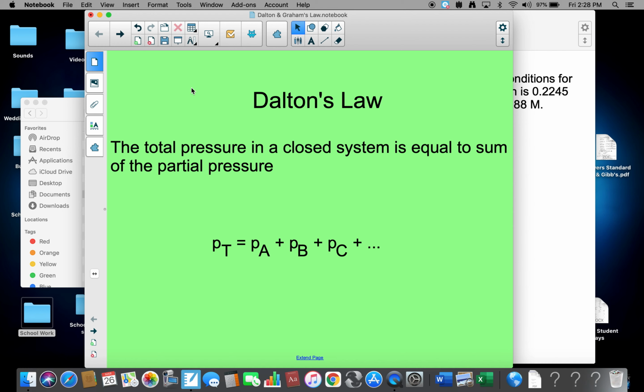Looking at two gas laws. The first one is Dalton's Law. The definition of Dalton's Law is that the total pressure in a closed system is equal to the sum of the partial pressures. And we find that by taking the total pressure of the system by each individual gas added together.